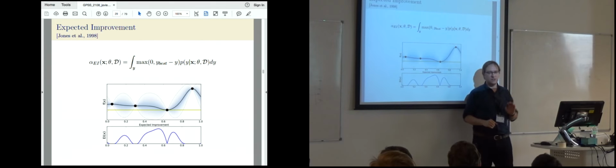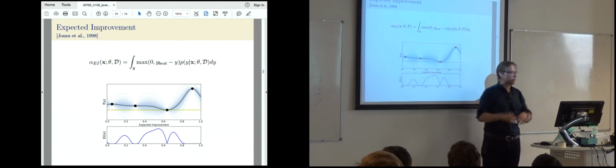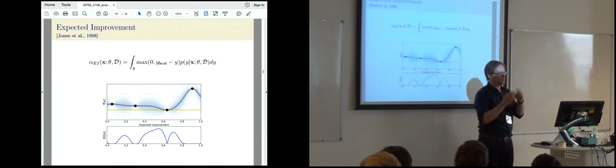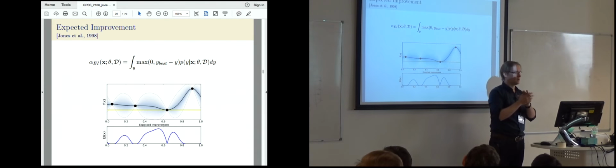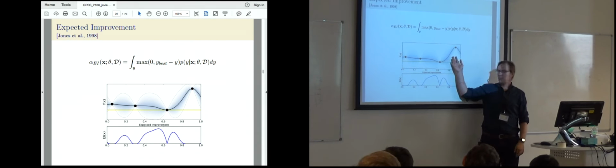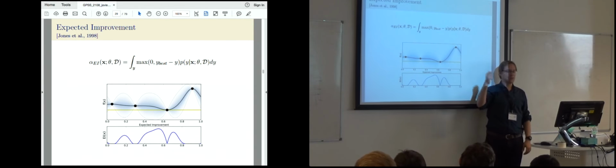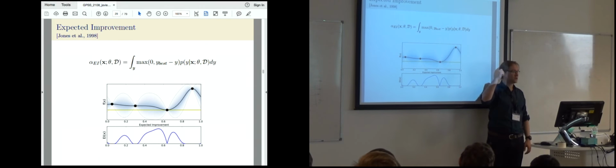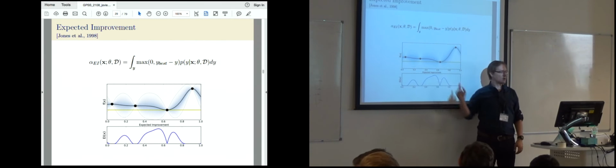There are papers in which people have compared marginalizing over the hyperparameters versus doing maximum likelihood estimation. Marginalizing is typically better, especially at the beginning, because you don't know much about your function. So you want to handle the uncertainty that you have about your model, and you want to propagate that through to the acquisition that you have.